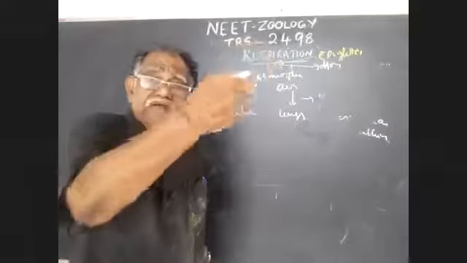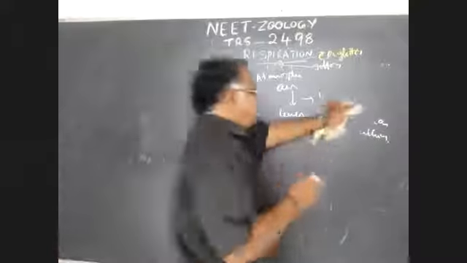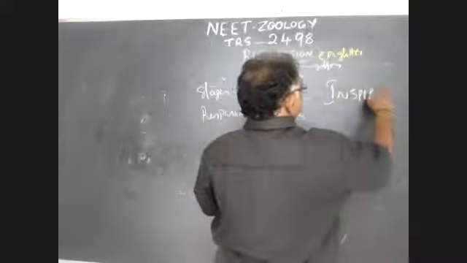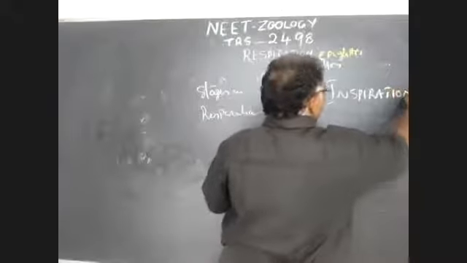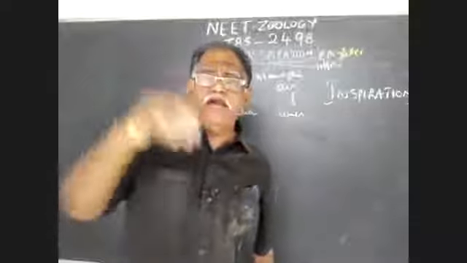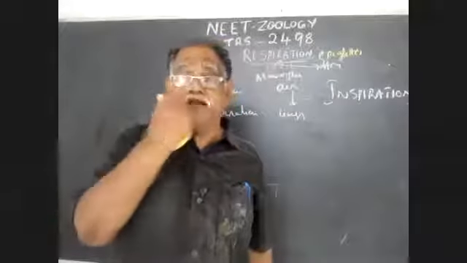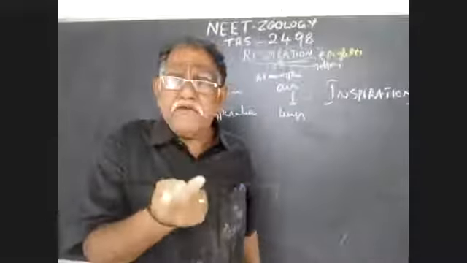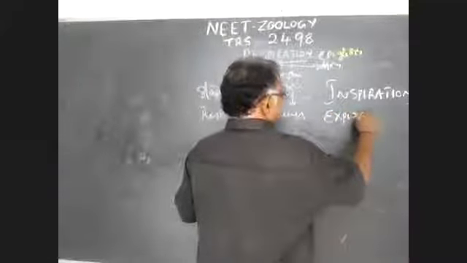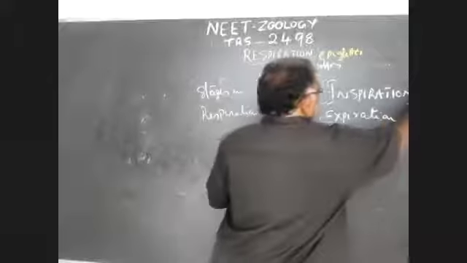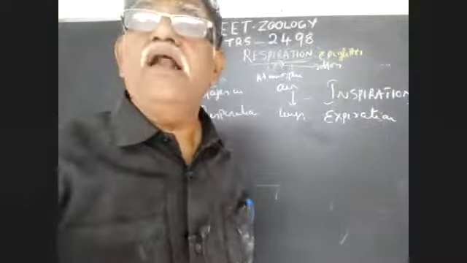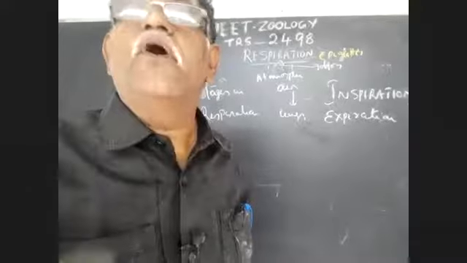The entry of atmospheric air into the lungs is called inspiration. The expulsion of air from the lungs to the outside is expiration. Both are known as ventilation or respiration.